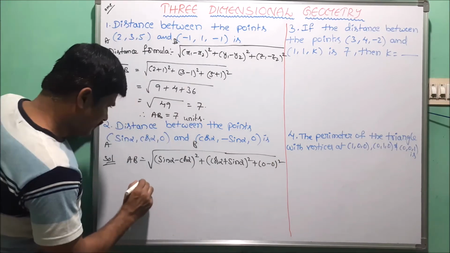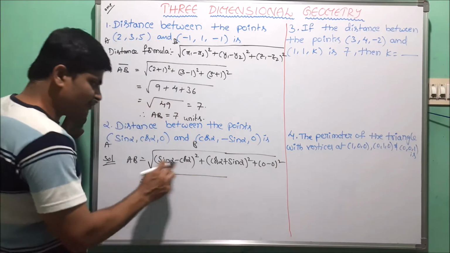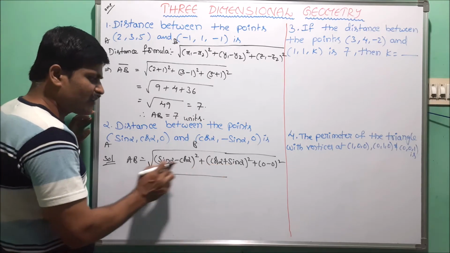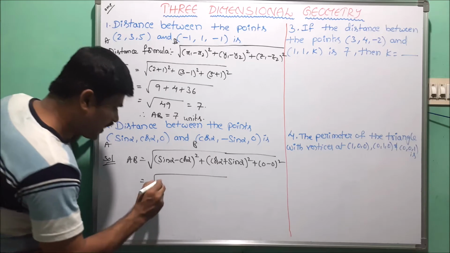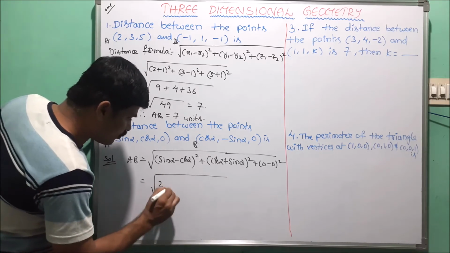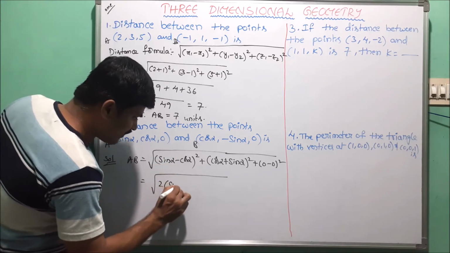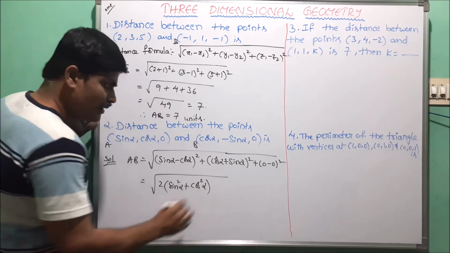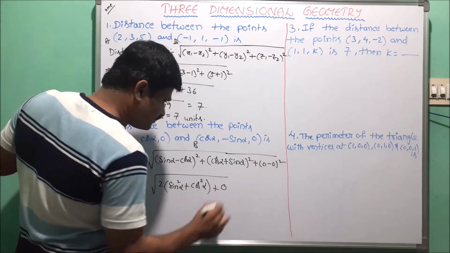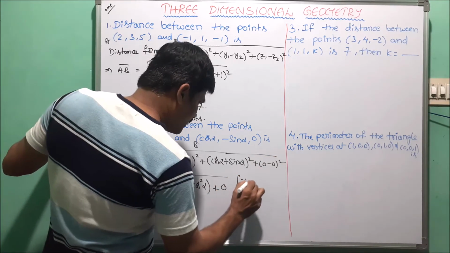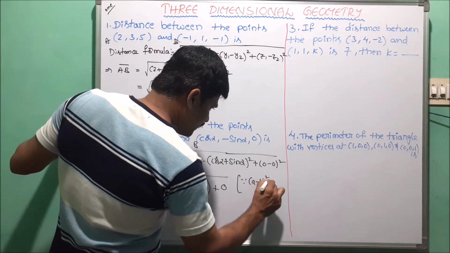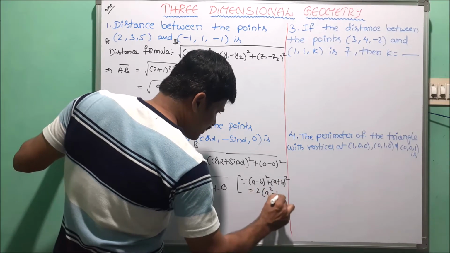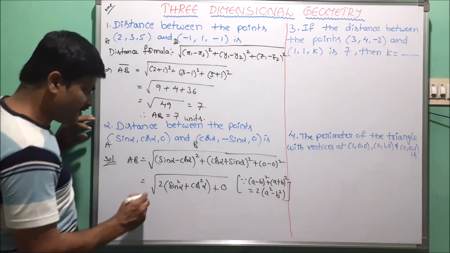Now here also we have to observe: sin alpha minus cos alpha, and sin alpha plus cos alpha. So a minus b whole square plus a plus b whole square. Now we write 2 into a square plus b square. So 2 into a square means sin square alpha, plus b square means cos square alpha, plus 0. Here using the formula a minus b whole square plus a plus b whole square equals 2 into a square plus b square, we simplify that.